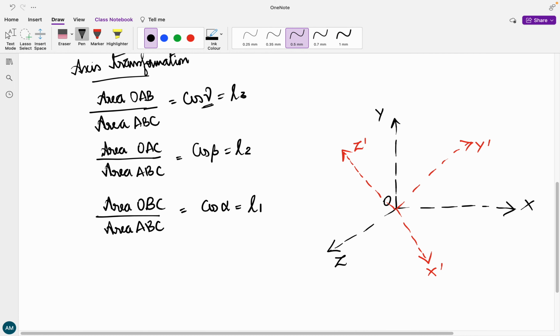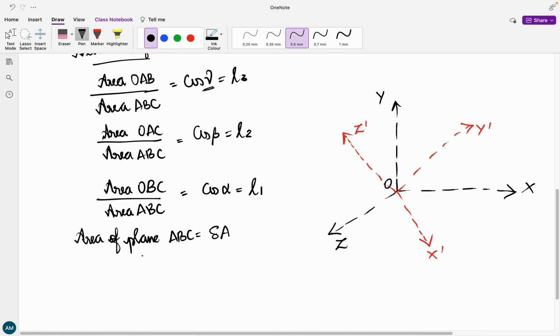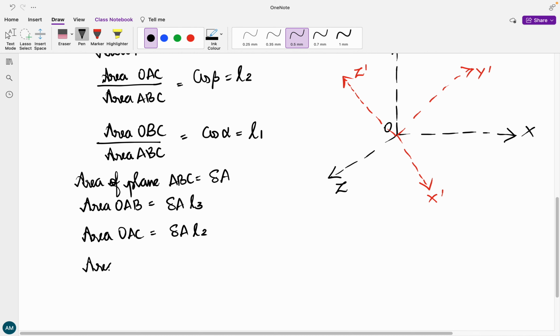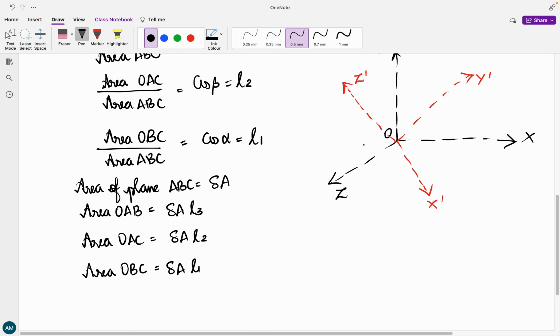So from this I can write like this: area of plane ABC is, say, delta A. Okay, I just cross multiply and write it. Area of OAB is delta A times L3. Area of OAC is delta A times L2. Area of OBC is delta A times L1. Okay, so we are going to consider this and then we are going to write.